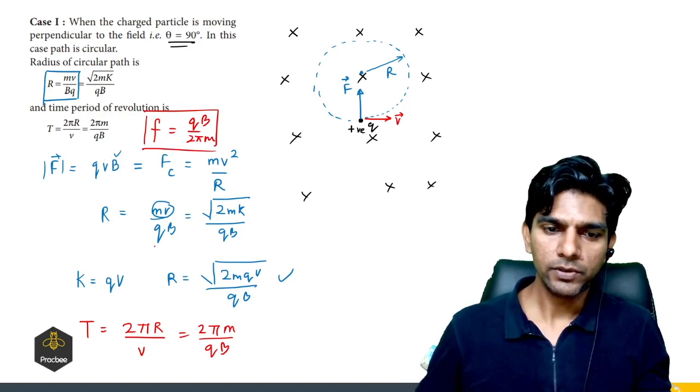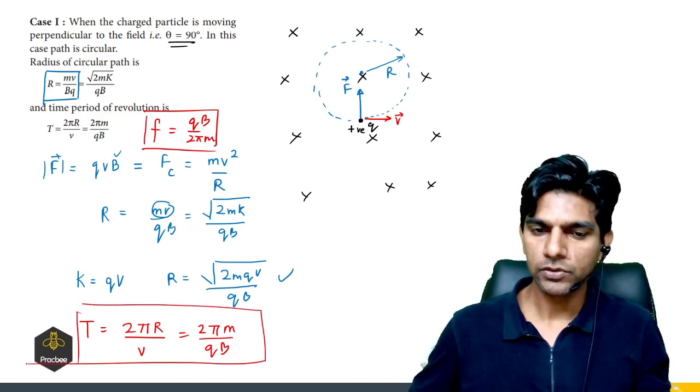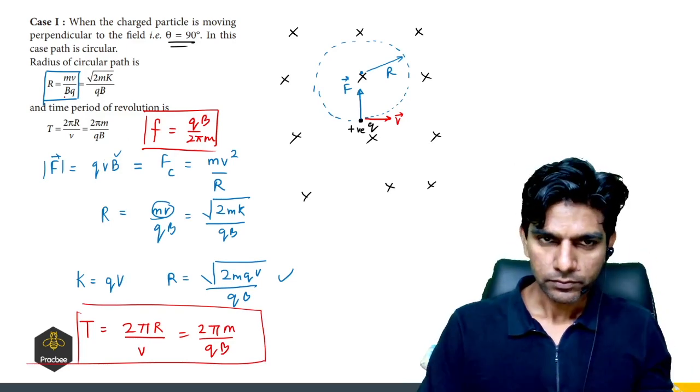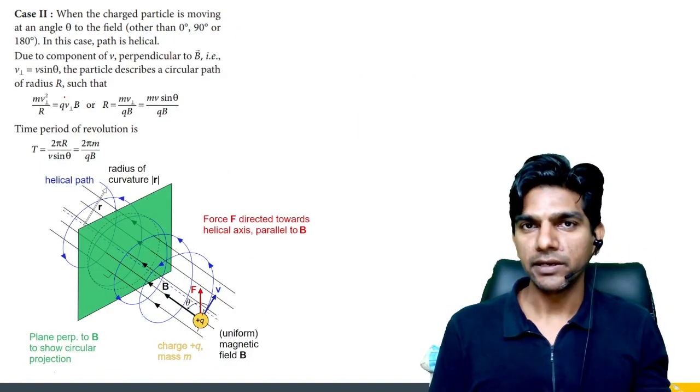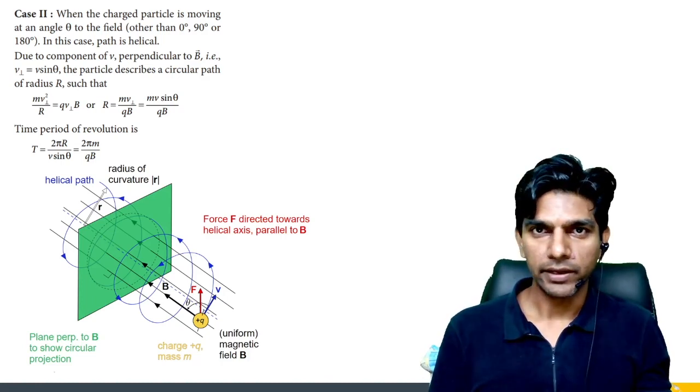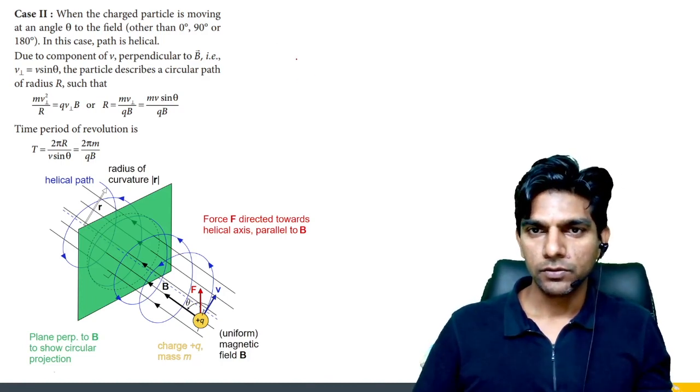So all these formulas are quite important, and these derivations are also very important. It can be asked in your board exams. Okay, right. Now let us see the second case when velocity is not perpendicular to magnetic field. So let me show you.